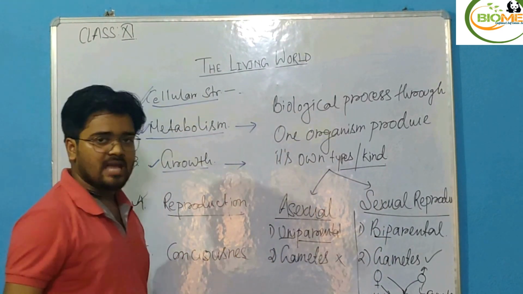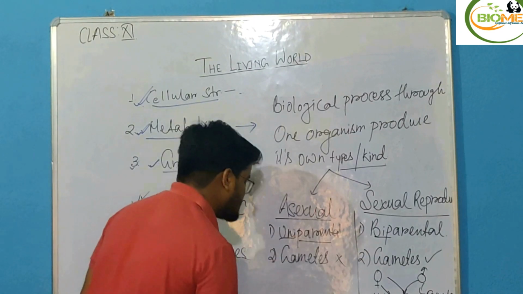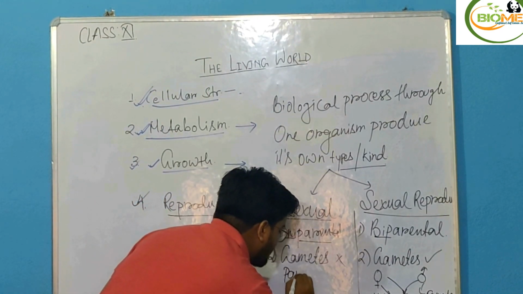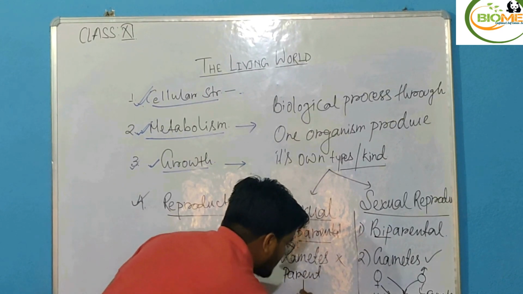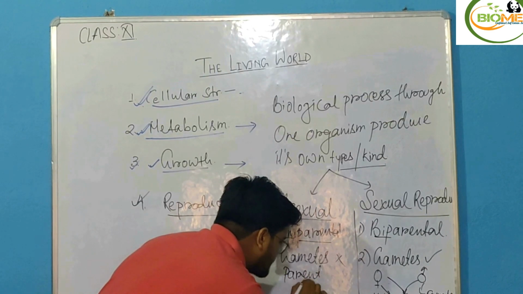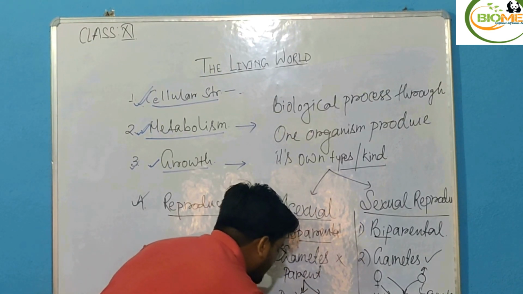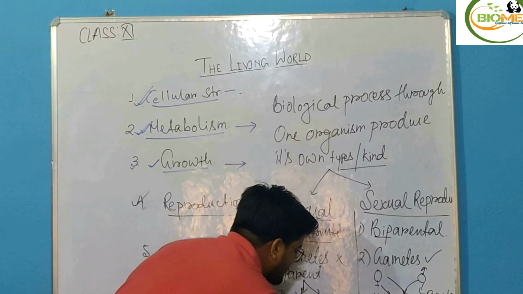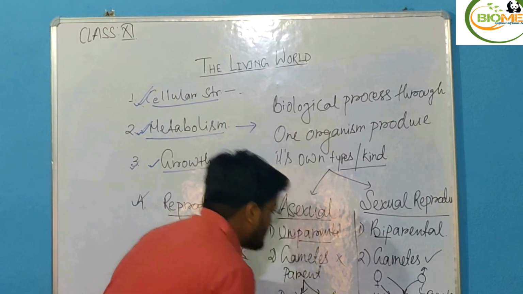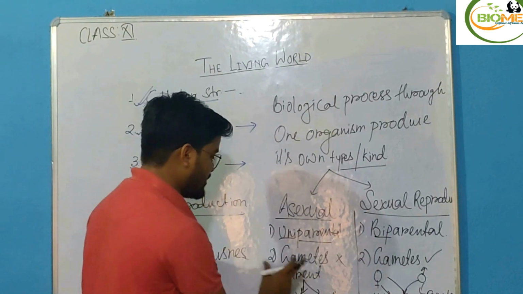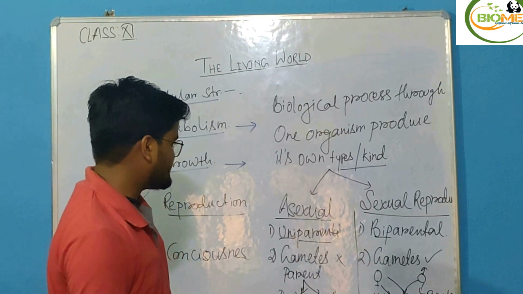But over here, as gametes are not formed, a parent divides and forms daughter cells. Okay, parents will split up and form daughter cells.